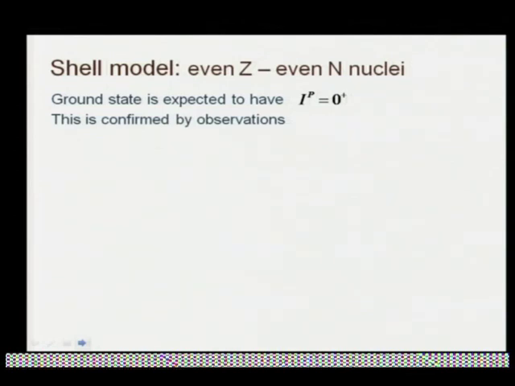What about that? As per the extreme independent shell model, with a single unpaired particle dictating the properties of the nucleus, we expect I p to be 0 and positive, because there is no unpaired neutron, no unpaired proton. And if you look at the even-even nuclei, most of them agree with this. Almost all of those observed agree with this, and it is confirmed very well.